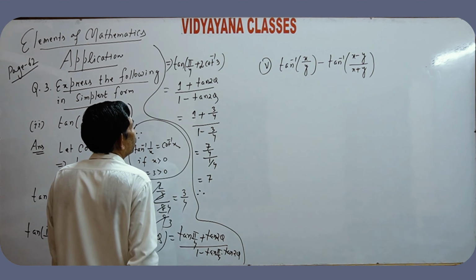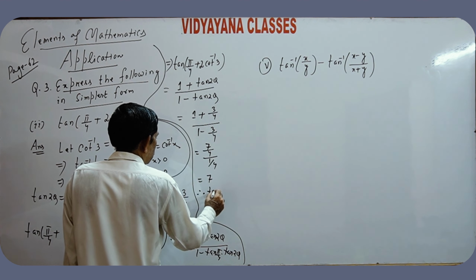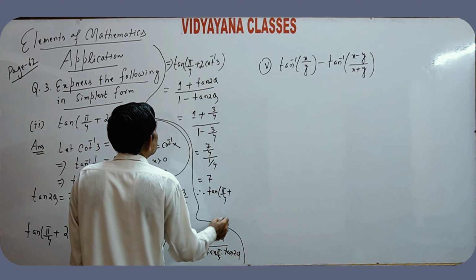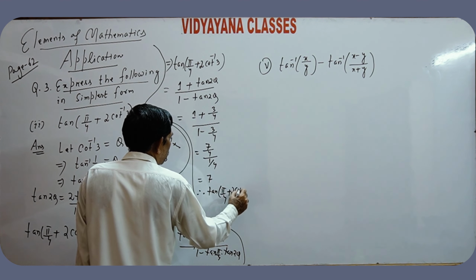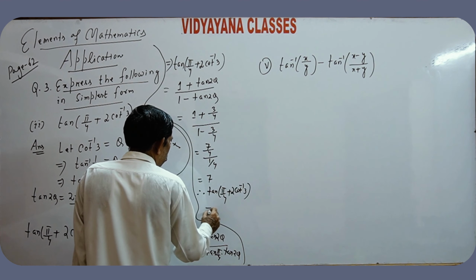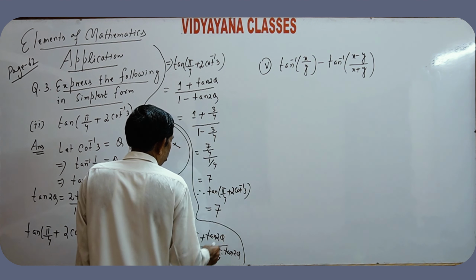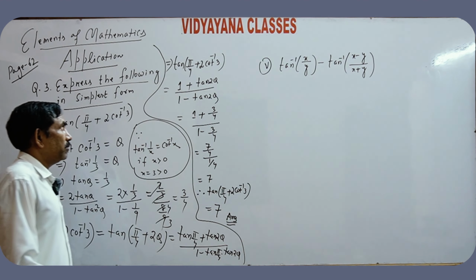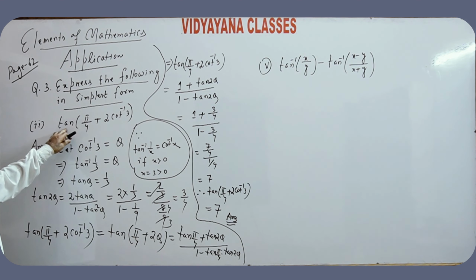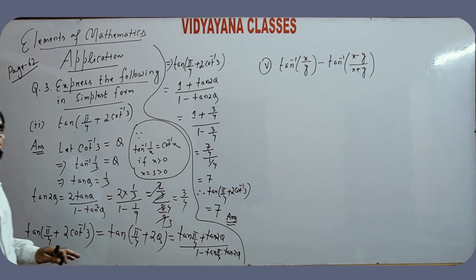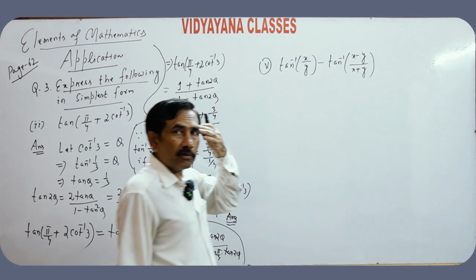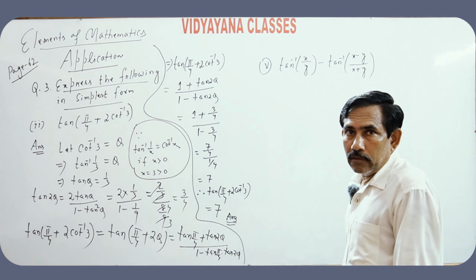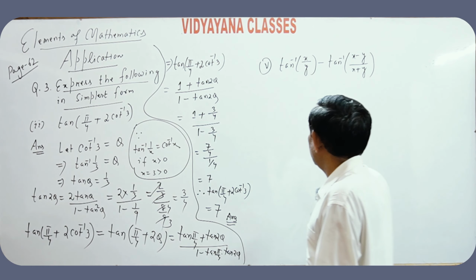Therefore, tan inverse tan pi by 4 plus 2 cot inverse 3 is equal to 7. Answer. It is the simplest form of tan pi by 4 plus 2 cot inverse 3. Clear? Okay.